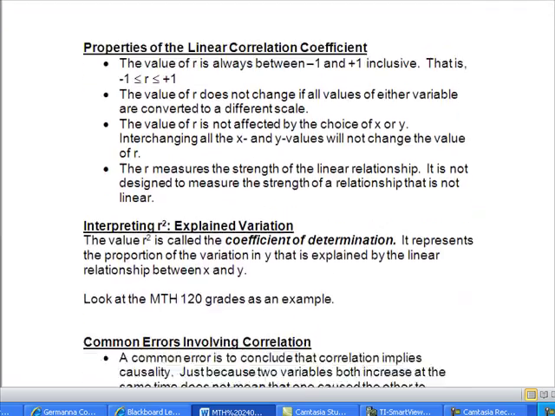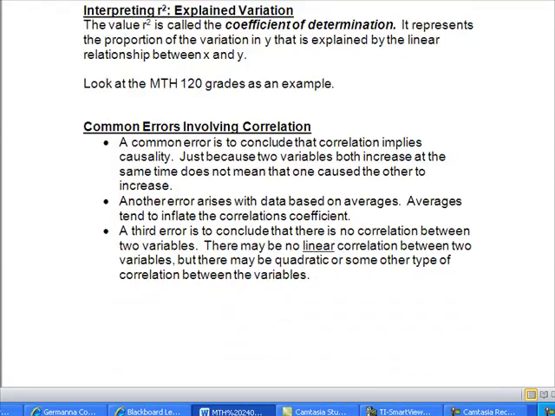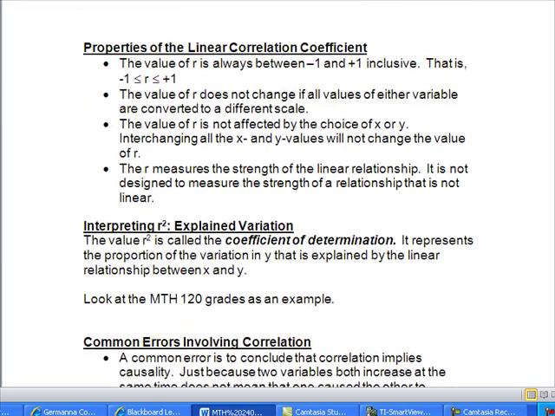Now, the properties of the linear correlation coefficient. R will always be a value between -1 and +1 inclusive. If we have a -1, we have perfect negative linear correlation. If we have a +1, we have perfect positive linear correlation. Anything in between may give us linear correlation, and it may not. We have to check that Table A6.